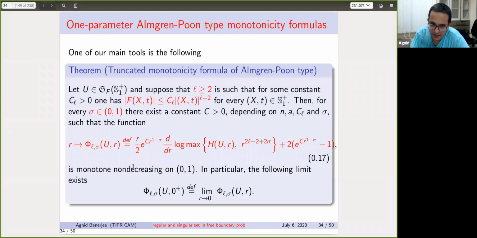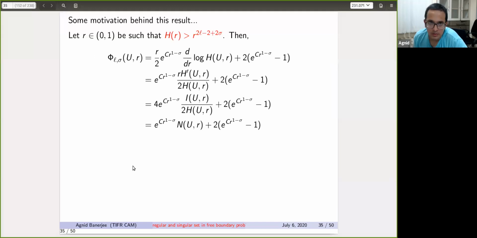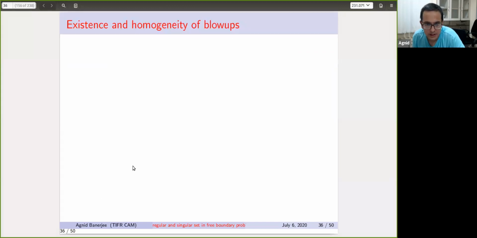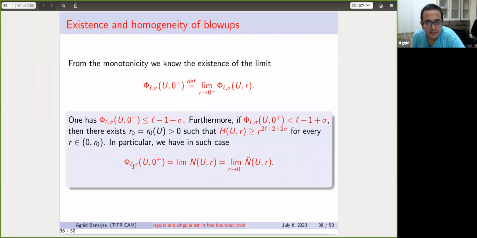And it turns out that this phi, L sigma, does not differ from n or n tilde much. In fact, what you can show is that not only does this phi have a limit as r goes to 0, but that limit coincides with the limit of n as well as n tilde, because all these quantities differ by something which has limit 0 as r goes to 0.